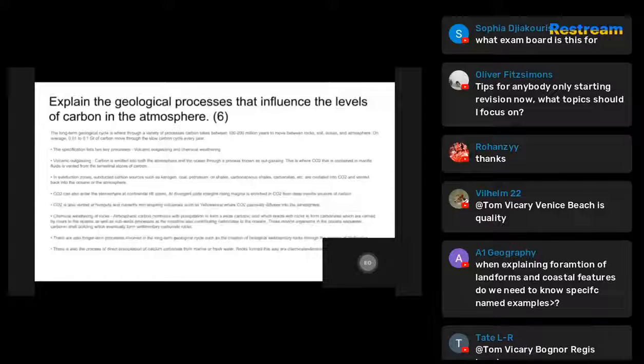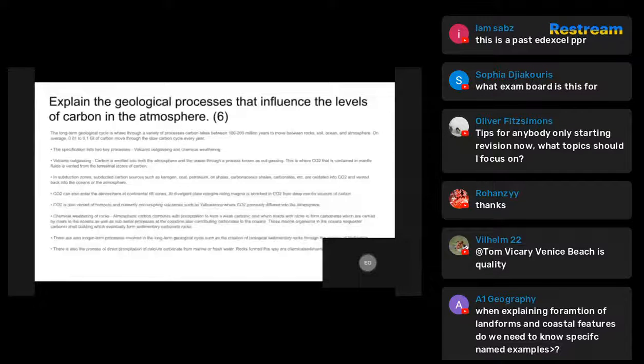You could also talk about subduction zones and how subducted carbon sources such as kerogen, coal, petroleum, and oil shale are oxidated into CO2 and then vented back into oceans or the atmosphere. CO2 also enters the atmosphere through continental rift zones at divergent plate margins. So you can talk about that, and that you've got CO2 vented at hotspots and currently non-erupting volcanoes such as Yellowstone, where CO2 passively diffuses into the atmosphere.